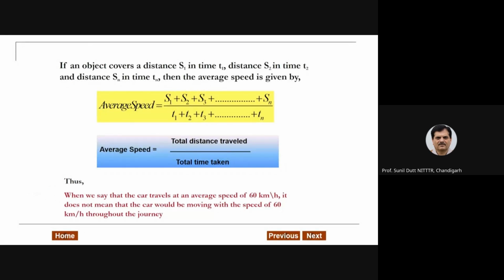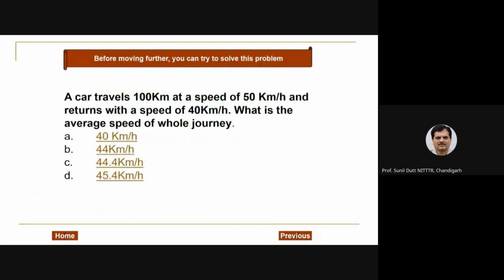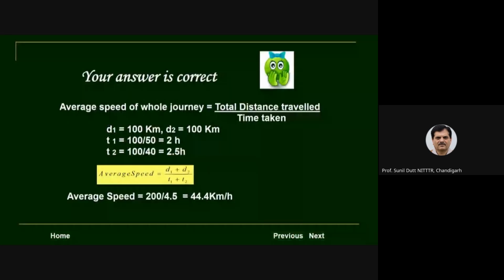Now, next screen, there is one inbuilt practice task question. A car travels 100 km at a speed of 50 km per hour and returns with a speed of 40 km per hour. What is the average speed of the whole journey? Now, the student can take his own time and he can calculate. Say the answer is C, 44.4 km per hour. So again, his answer is being reinforced. The calculation is also given, and now he will move to the next screen.